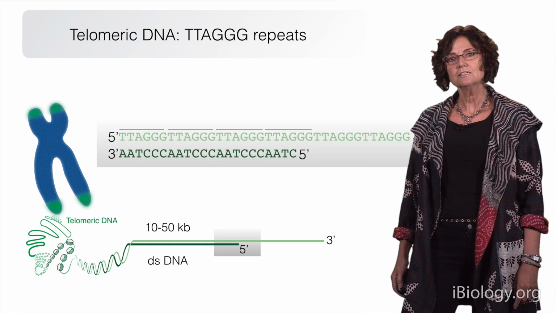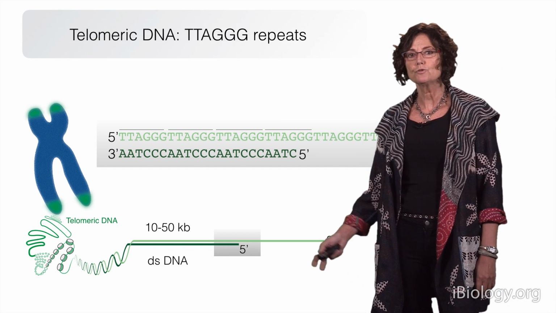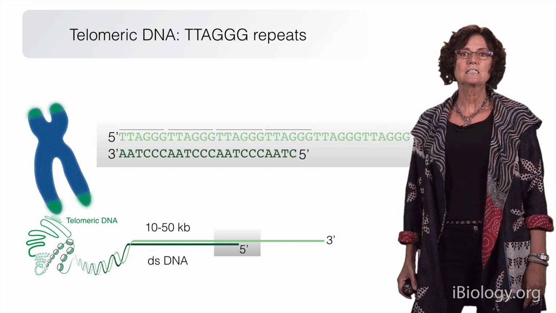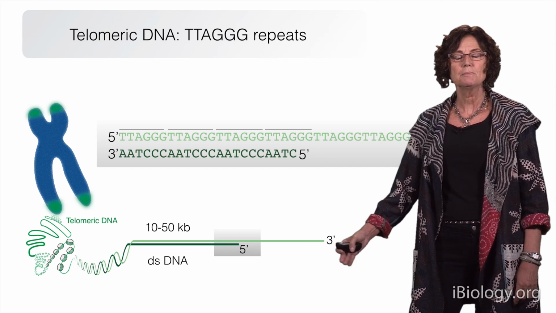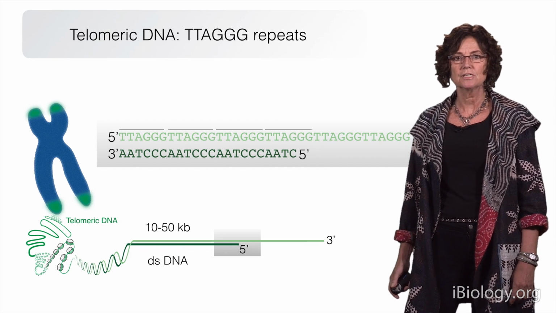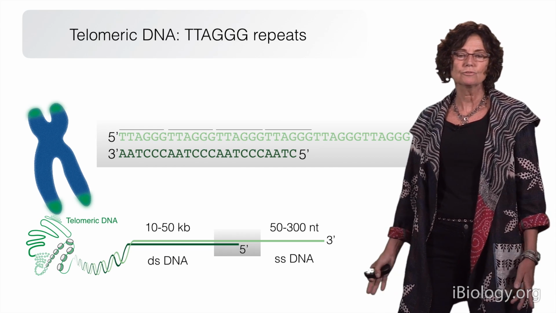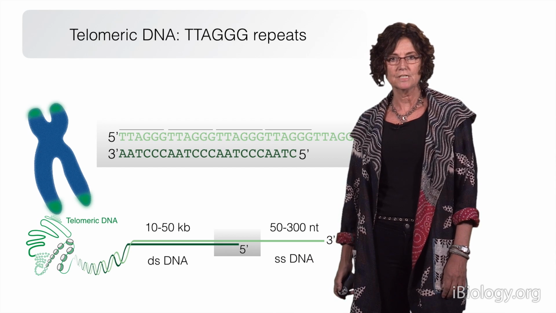And then at the very end of the telomere, there is a special structure. There is a 3' protrusion, that you can see here, of the single-stranded G-rich strand of the telomere that sticks out. So the 5' end strand is shorter than the 3' strand. And this is quite long. It's 50 to 300 nucleotides. And this structure is very important for telomere function.